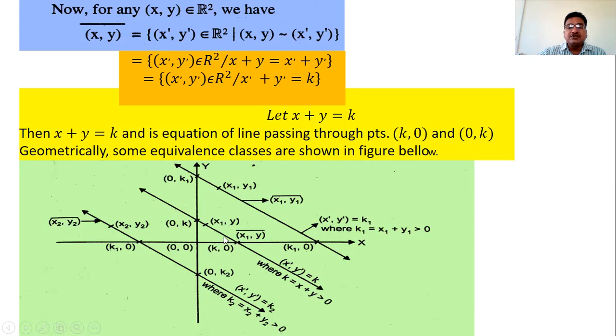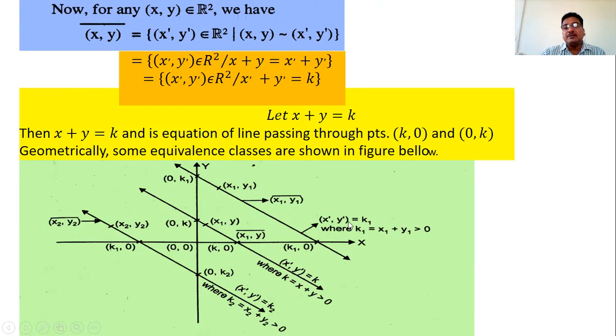So here is the point (k, 0) and here is the point (0, k), and we join these two points by using a straight line. We have this. So this is the equivalence class of this element (x, y). That is, the equivalence class of (x, y) is the straight line passing through the points (k, 0) and (0, k). So this is the equivalence class.